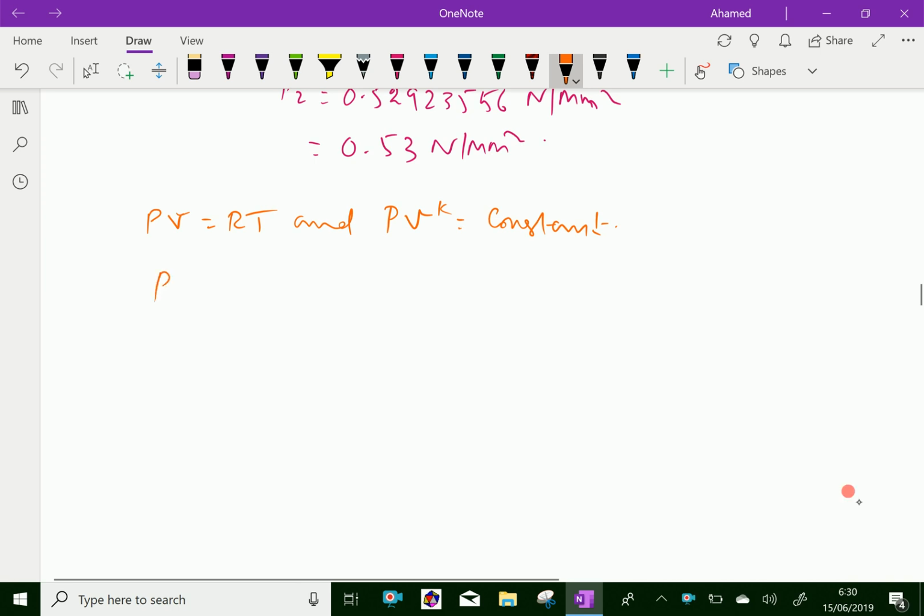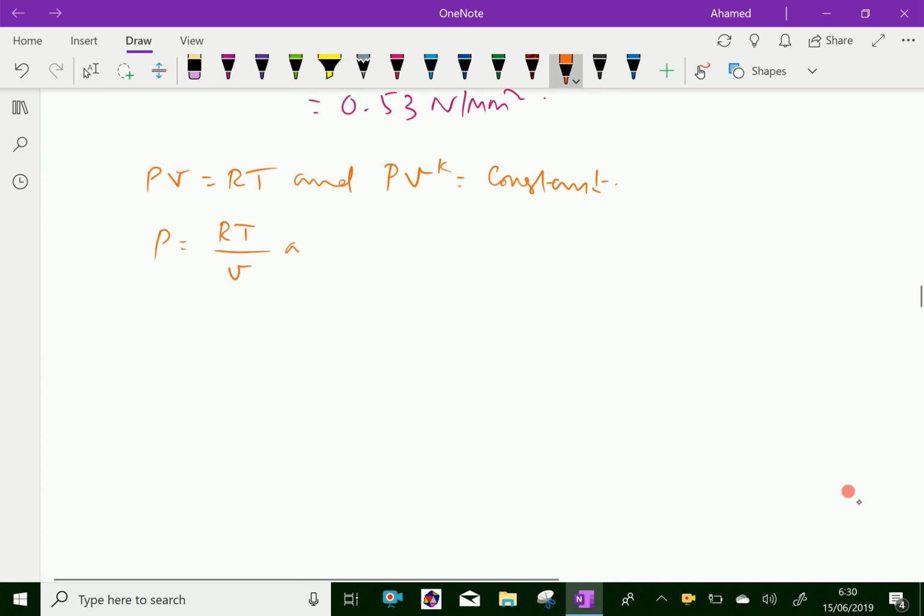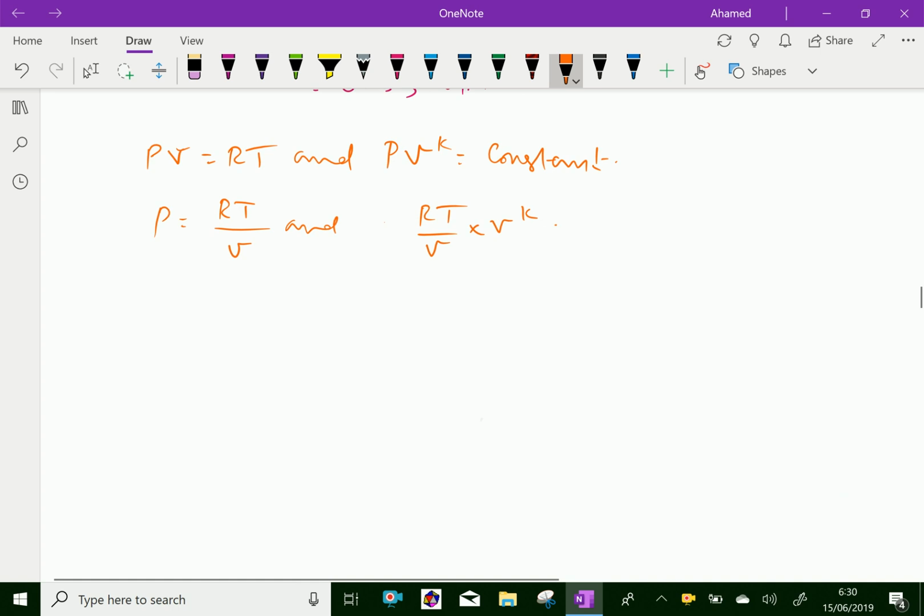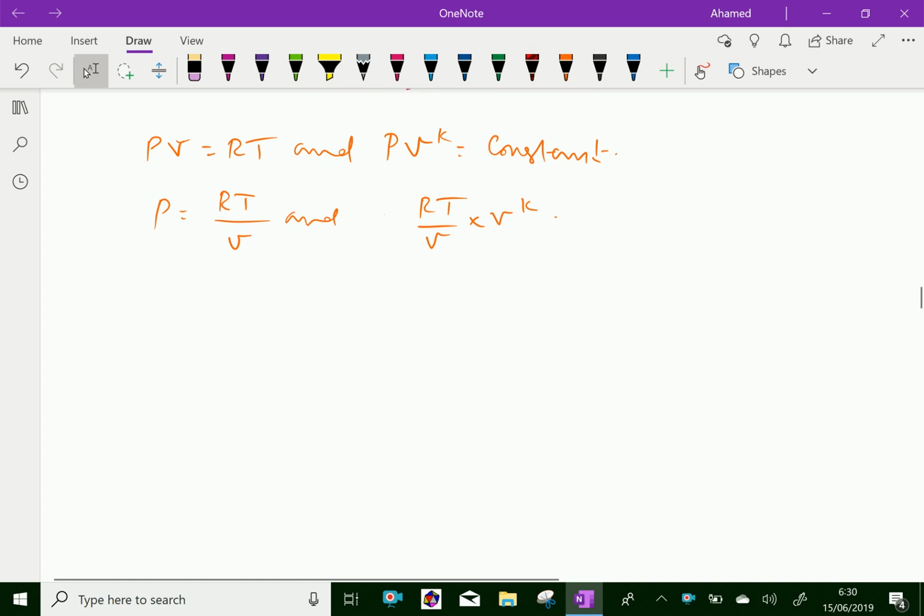Now, from that P equal RT over V, and the second thing, instead of P we can write RT over V into V power K. Here, first case, therefore RT into, because V power K by V power 1 equals V power K minus 1, RT into V power K minus 1 equal to constant.